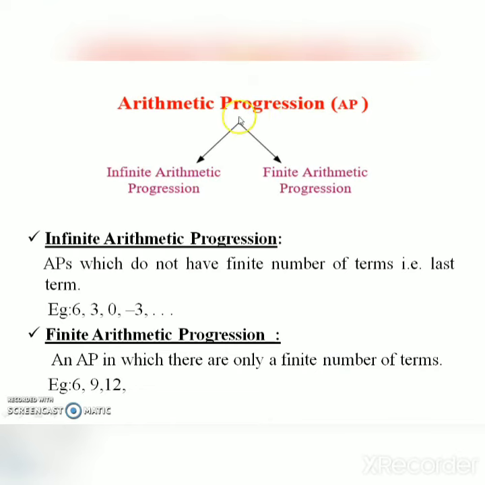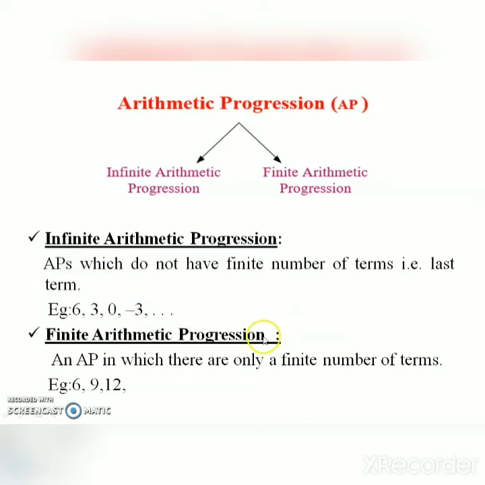Now there are two types of arithmetic progression, AP. One is infinite arithmetic progression and the other one is finite arithmetic progression. What is infinite arithmetic progression? Infinite arithmetic progression is an arithmetic progression which does not have a fixed number of terms, that is, a last term. Observe this example: 6, 3, 0, minus 3 and so on. This series is not ending. Since it is not ending, it is called an infinite arithmetic progression.